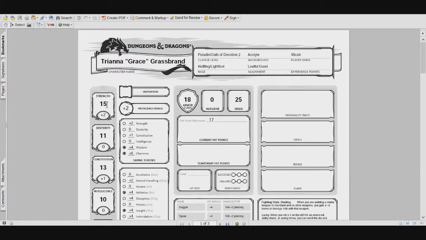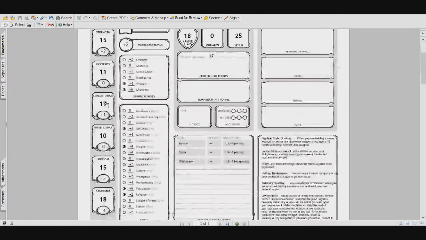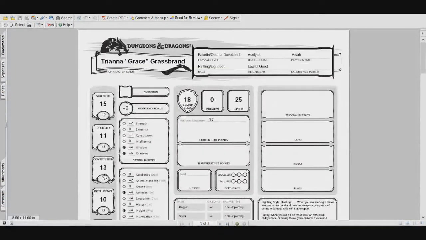So there's a couple of ways to get your score. You could start with 8 in each of these stats and then add, I believe it's up to 7 each. This is called the point buy system, and I've never done that before. The other way to do it is that you roll 4d6, get rid of the lowest one, and then add all of those together, and that equals your score.